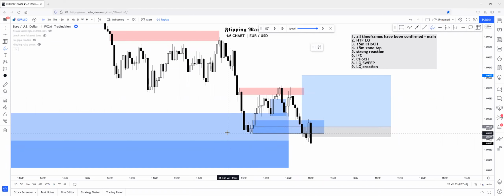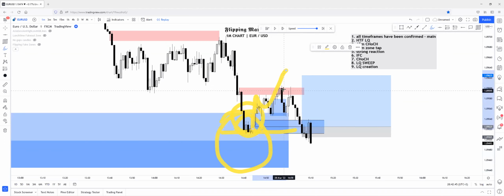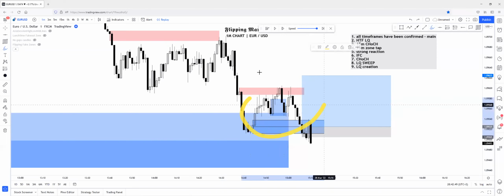And as you can see, price did not mitigate the 50% of this zone. So this means this zone has not been mitigated. This isn't a mitigation. The 50% wasn't mitigated. It mitigated less than a 50%, so we can't count this as a mitigation. We always have to wait for a deeper mitigation because we can run into trades like this. As you can see, this is a perfect entry criteria trade with all of the 9 criteria. But still, price didn't mitigate the 50% of this zone.